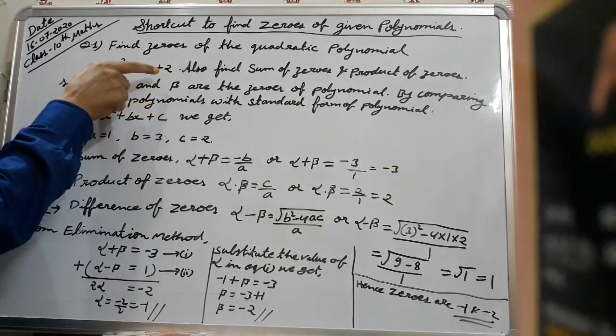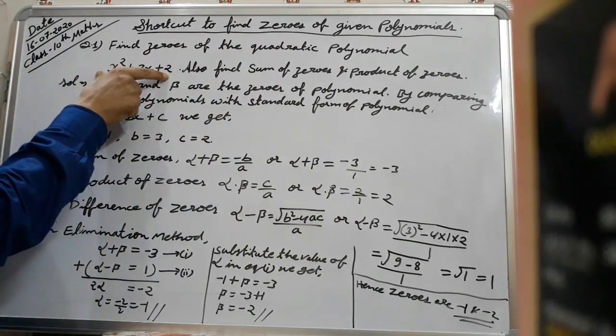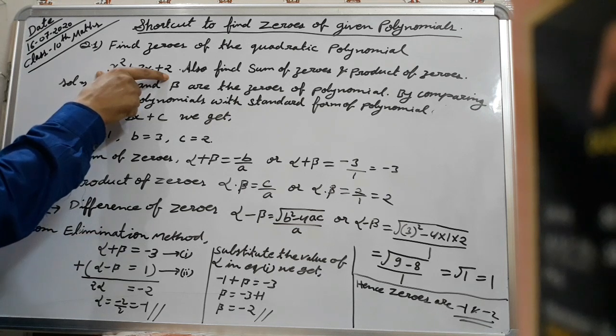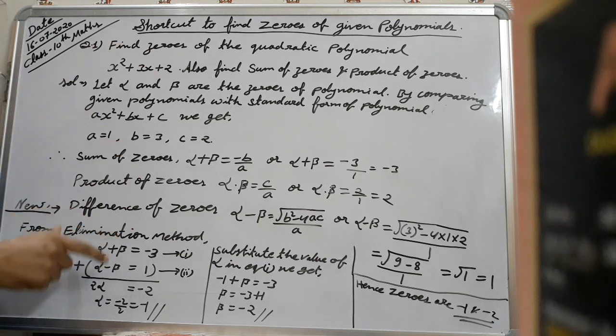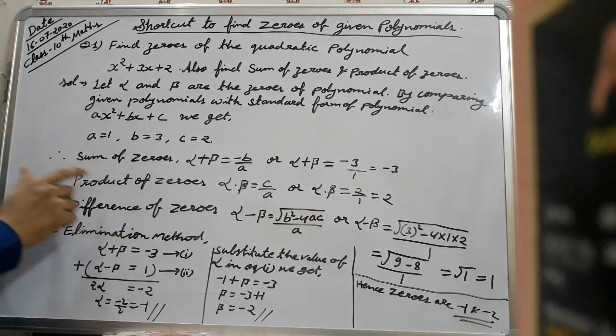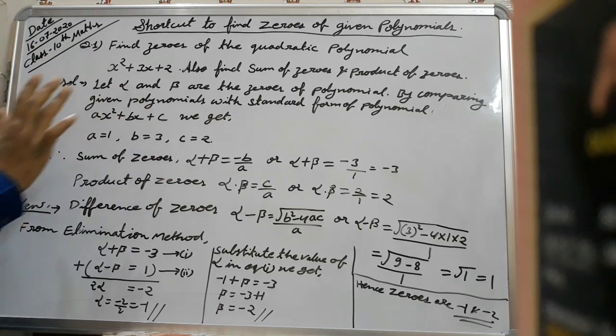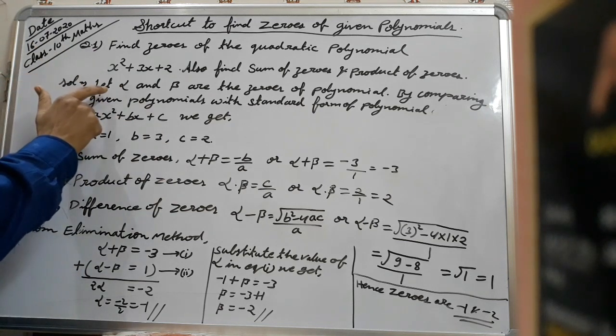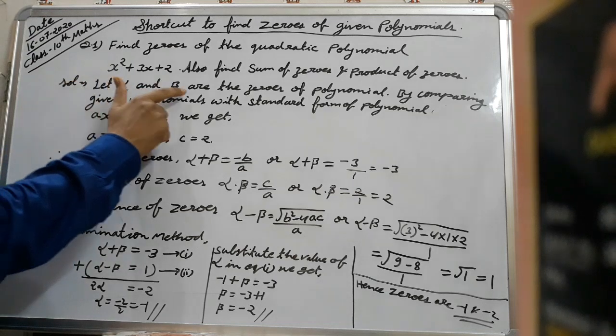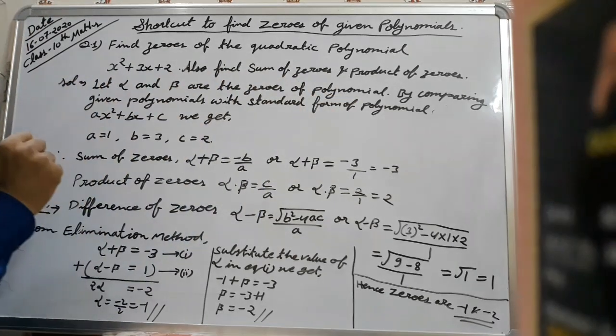If a polynomial is given, then how will you find the zeros? One method is splitting the middle term, and what I am explaining here is a new method with the help of sum of zeros and product of zeros. Now let alpha and beta be the zeros of the polynomial.